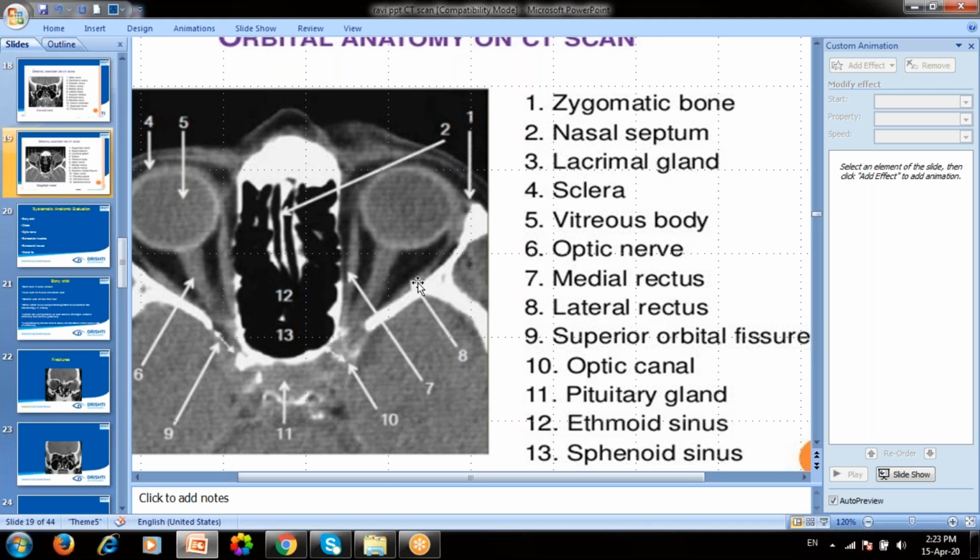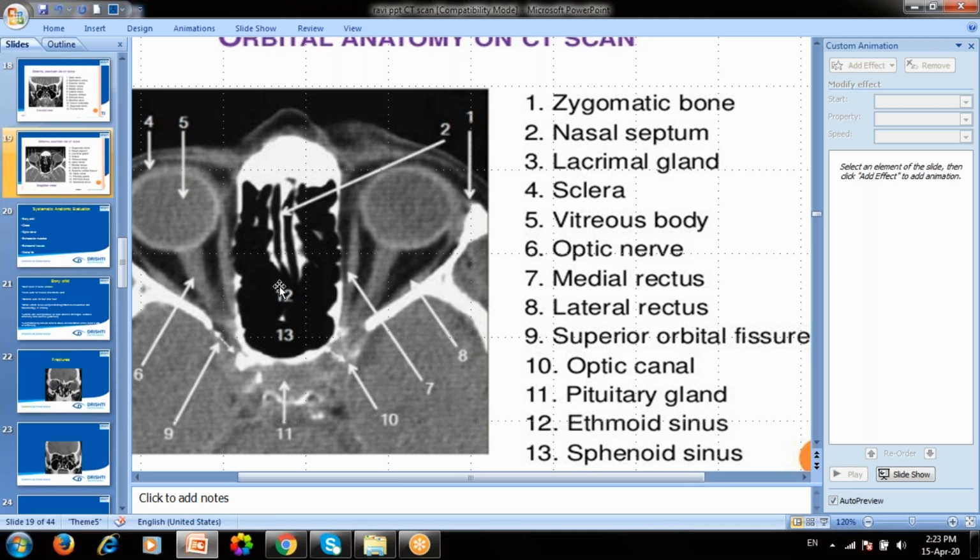These are the two rectus muscles: this is the medial rectus and this is the lateral rectus, 7 and 8. And this is the superior orbital fissure. Fissure means a small gap, and structures pass through here. This is called the superior orbital fissure.